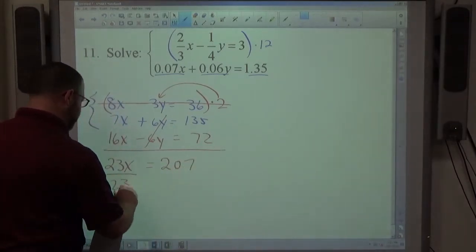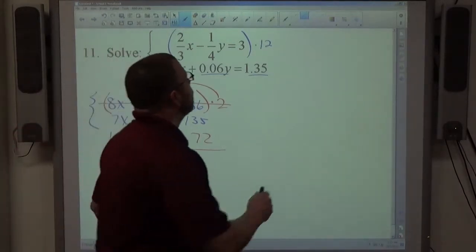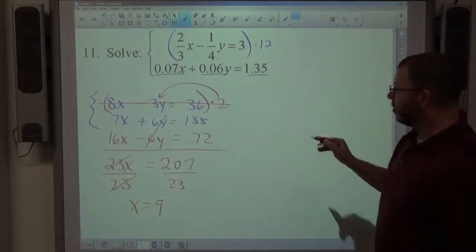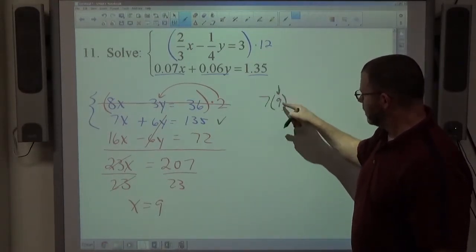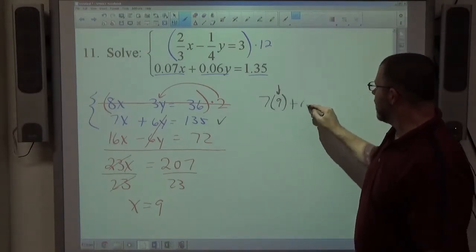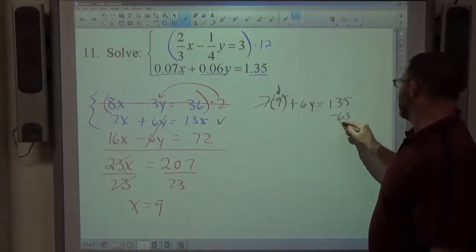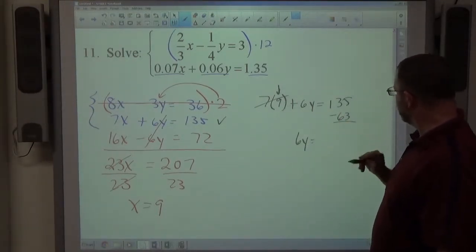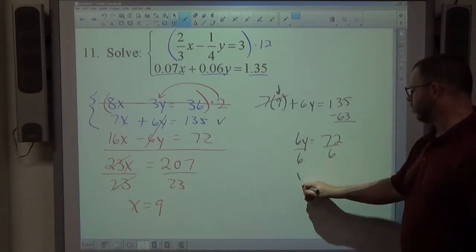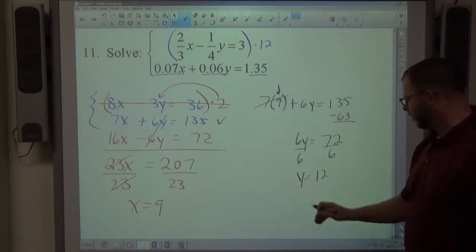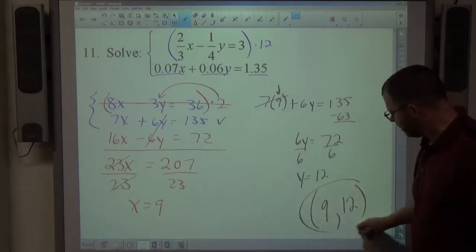Divide both sides by 23. And we end up with x equals 9. Once we know that x equals 9, I go back to any equation. I'm going to take this one right here. I know 7x, x is 9, plus 6y is equal to 135. That's 63, so I'll move it over, it becomes negative 63, so 6y is equal to 72. Dividing both sides by 6 leaves me with y equals 12. And as always, I've got x and y in a system of equations, so I want an ordered pair, x first, y second.